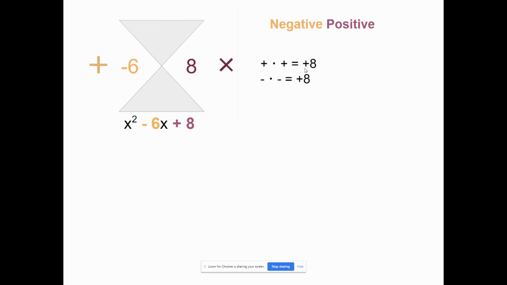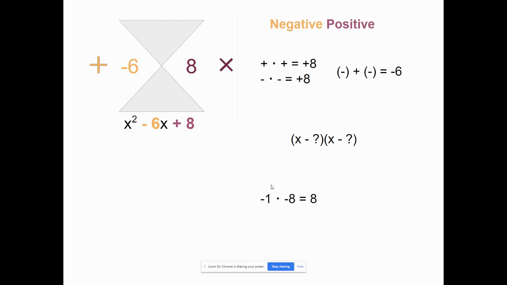Because the 8 is positive, we know that we have to either multiply 2 positive numbers or 2 negative numbers. That's the same as the last case we looked at. But now our 6 is negative. We can't add positive numbers to get to a negative 6. We can only add negative numbers. So we know that our end result is going to have to start by looking like this. An x minus times an x minus.